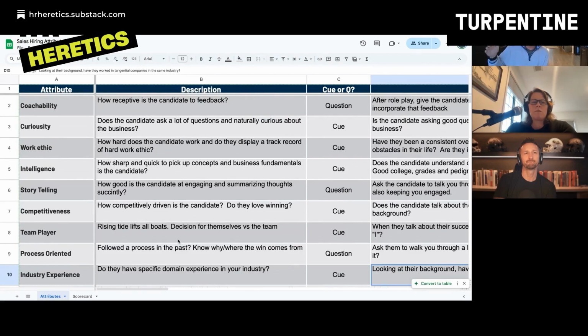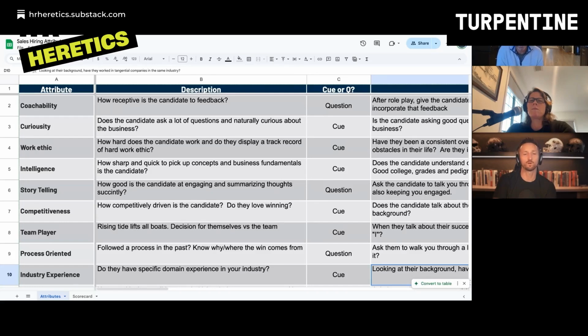You know, how interested are they in the job, or how much do they prep? You can judge that based on the questions they're asking you. Have they gone to a LinkedIn profile? Are they leaning in? Some examples here, curiosity. Do they ask a lot of questions? Are they good questions? Are they naturally curious about the business? It's not like you have to ask them, are you a curious person? You're going to get a canned answer out of that. And so a lot of them I try to answer with cues as opposed to questions.